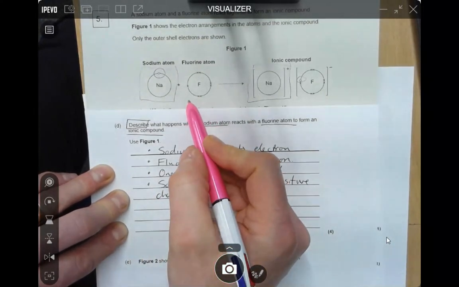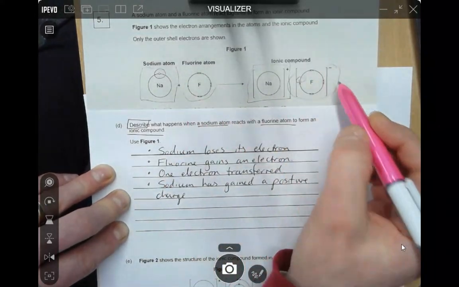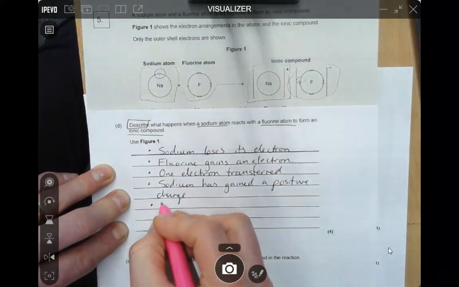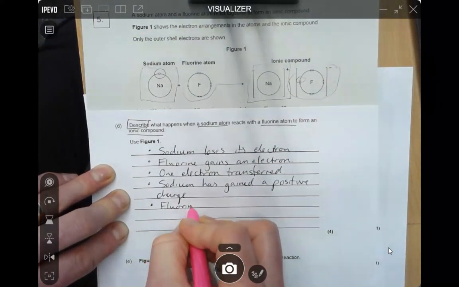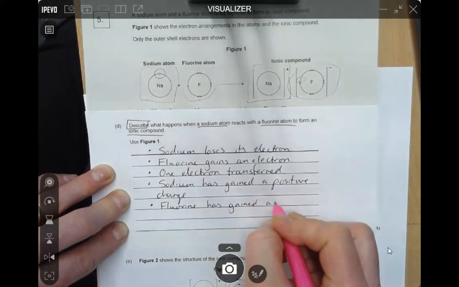And the same on the fluorine, we can say this fluorine currently has no charge, and over here it now has a negative charge. So we could say the fluorine has gained a negative charge.